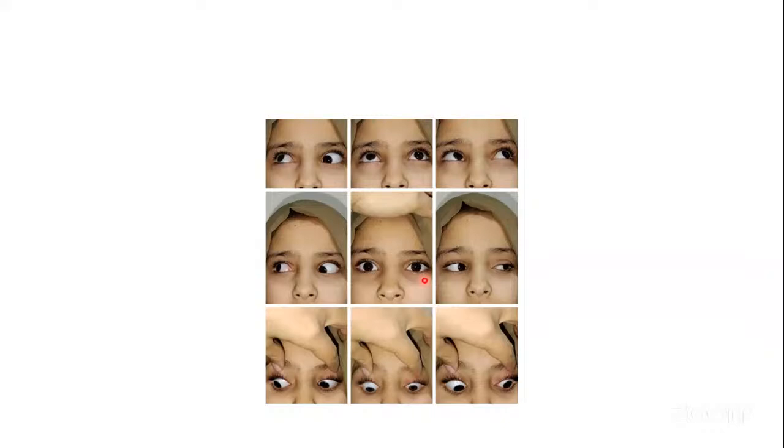So usually for mild cases, we do not do any surgery. For moderate cases, if the patient is having significant anomalous head posture or significant downshoot, we will go for surgery for cosmetic reasons. But in severe Brown syndrome, usually the patient will have significant hypotropia. Okay, thank you.